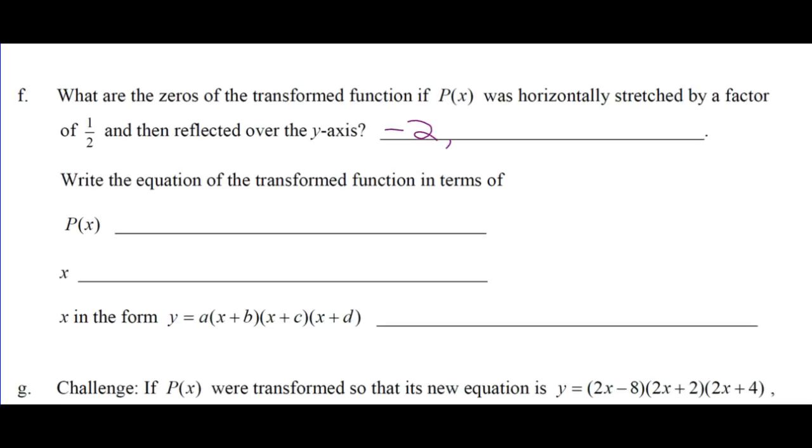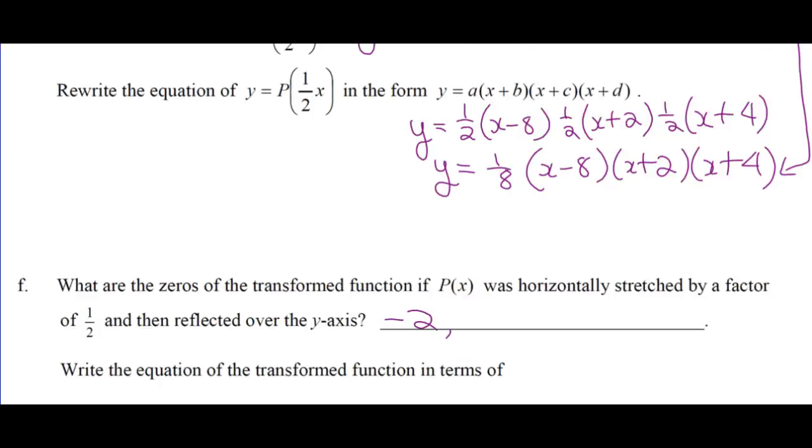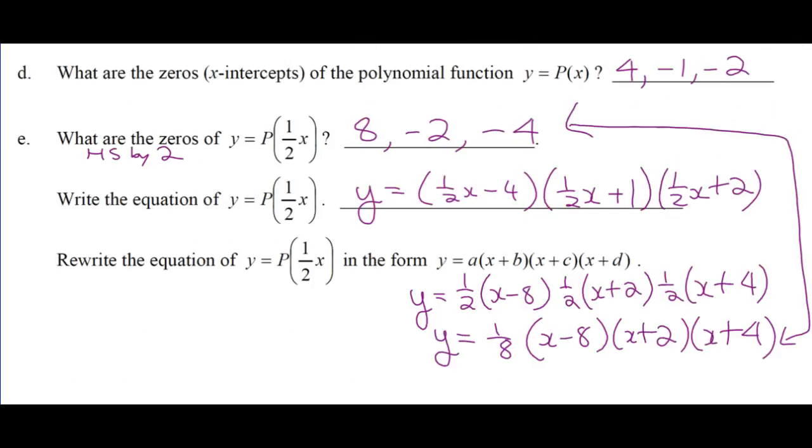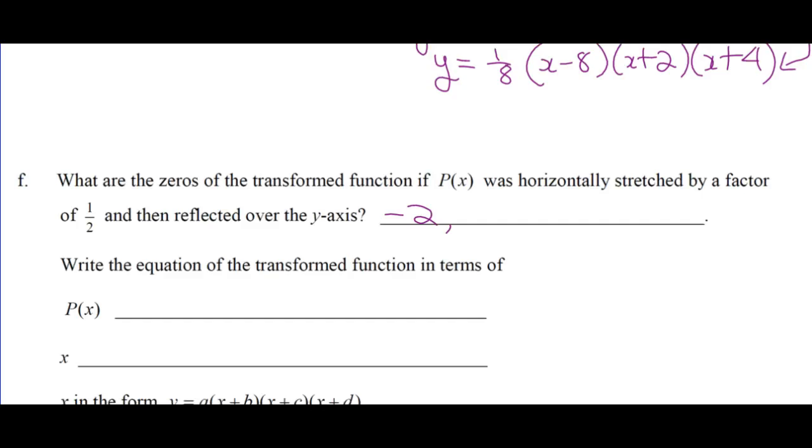That's not the transform function. That's the original. Yeah, so horizontally stretched. So p of x, this is p of x. That's the original. Yeah, that's what I want. Because it says for the transformed.